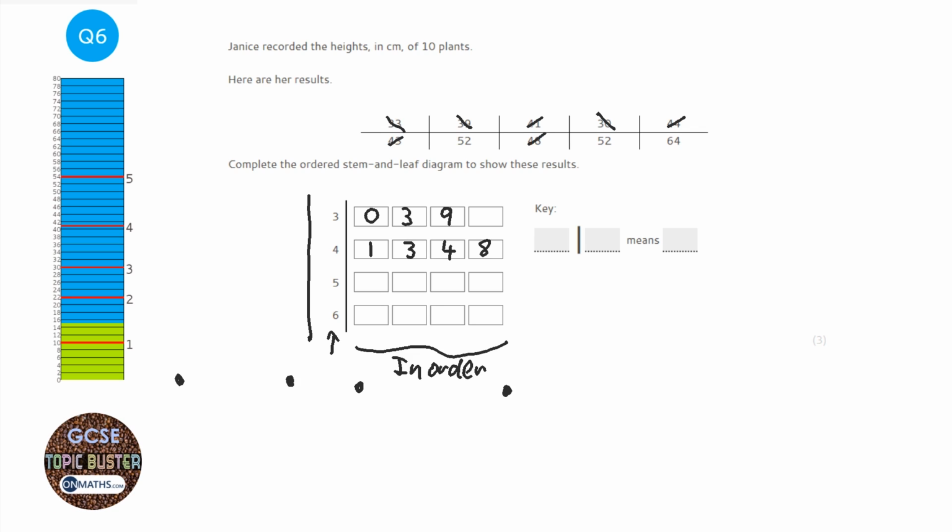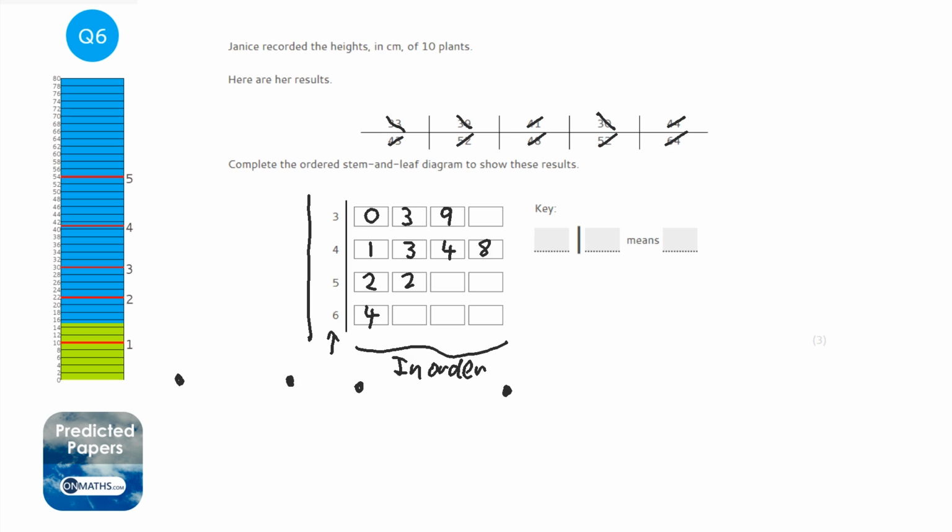48. And the last few, so 52 and 52, well, they're the same, so they can be next to each other, and 64. So the smallest go on the left, and then you get bigger as you go to the right, and that's really important because you need to do that to get the right marks, or to get the right correct answer.